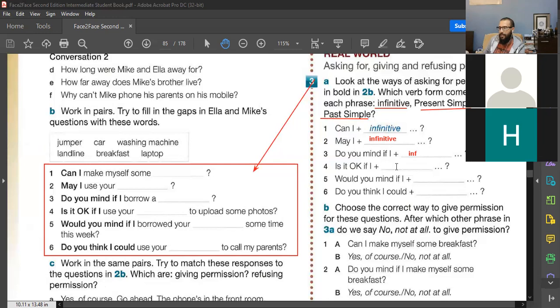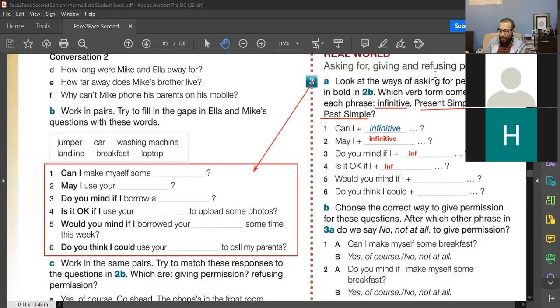Yes, even here, infinitive. Okay. Because here the verb is without anything. Mm-hmm. But how can we know if the answer is infinitive or present simple? How do we know? How can we tell the difference?